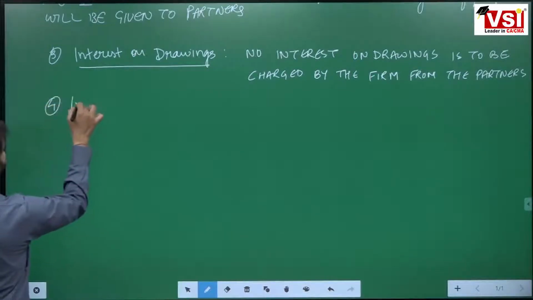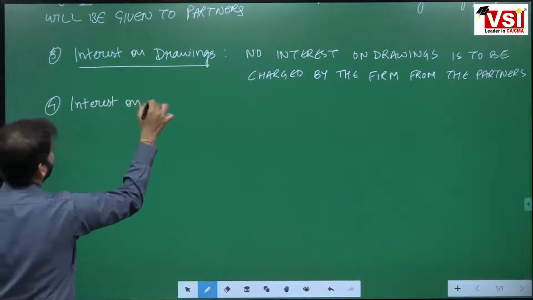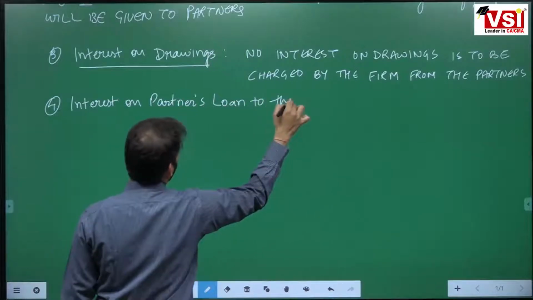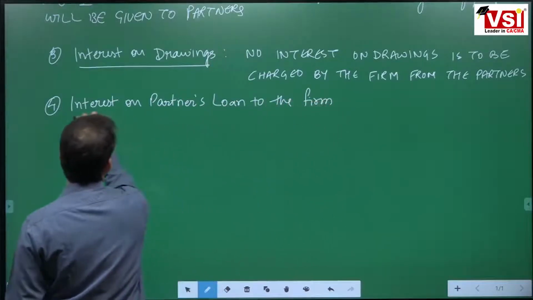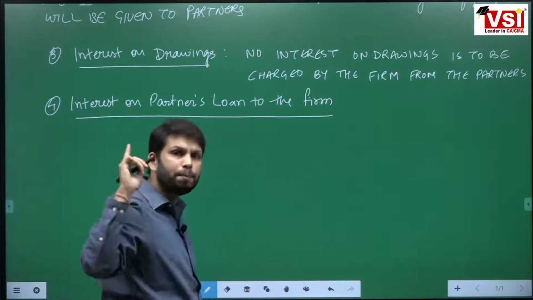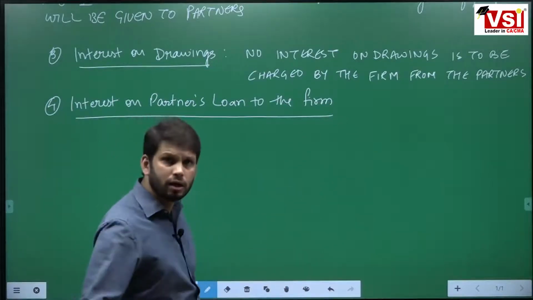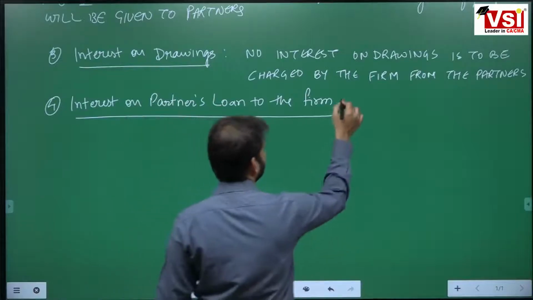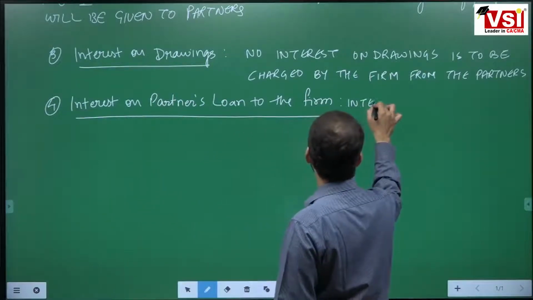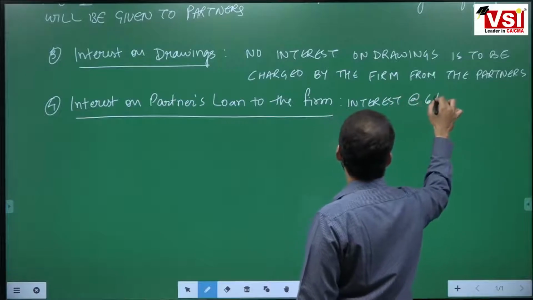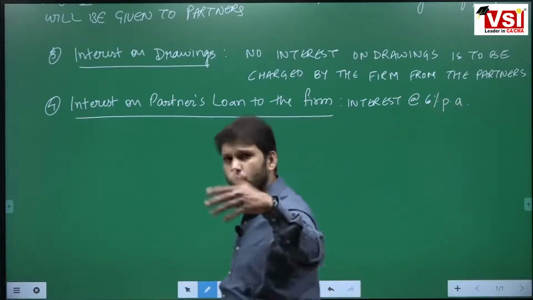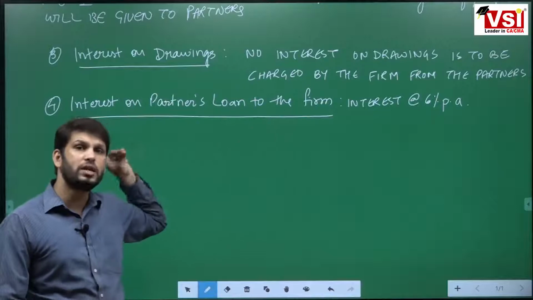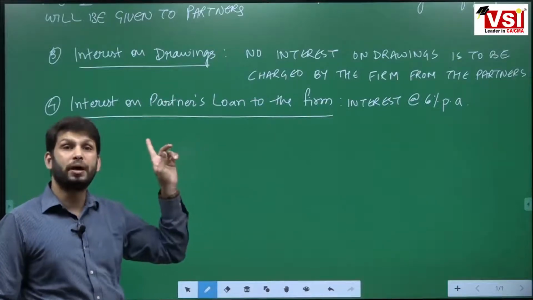Fourth, interest on partner's loan to the firm. It's not the other way around. The firm has not given money to the partner. It is the partner who has given money to the firm as a loan, and that loan only for business purposes. Even if there is no mention about it, there is no partnership deed, it does not matter. Interest will be given straight away at 6% per annum.